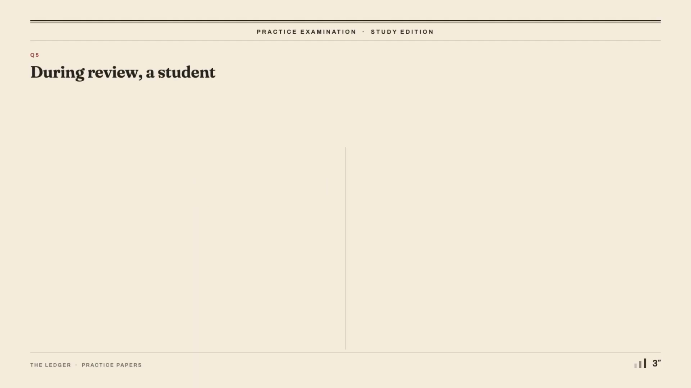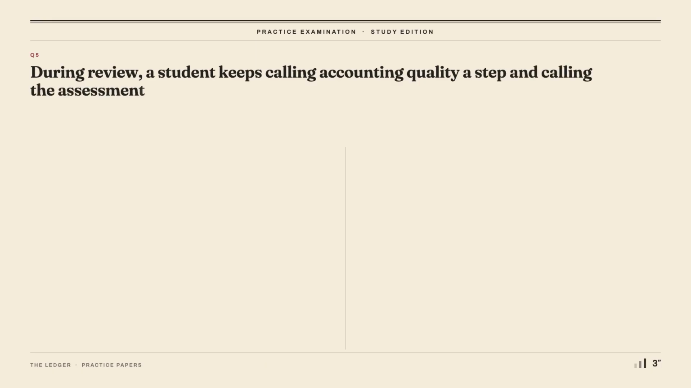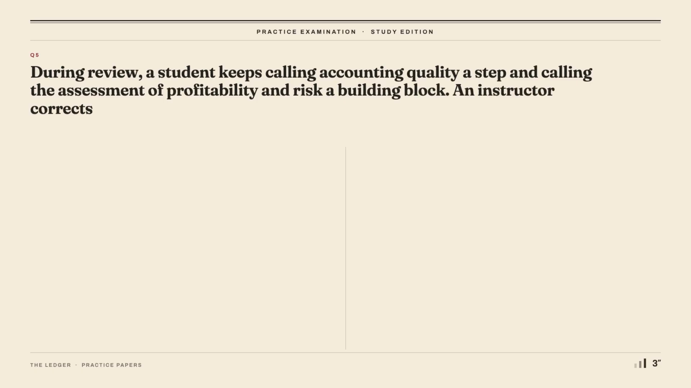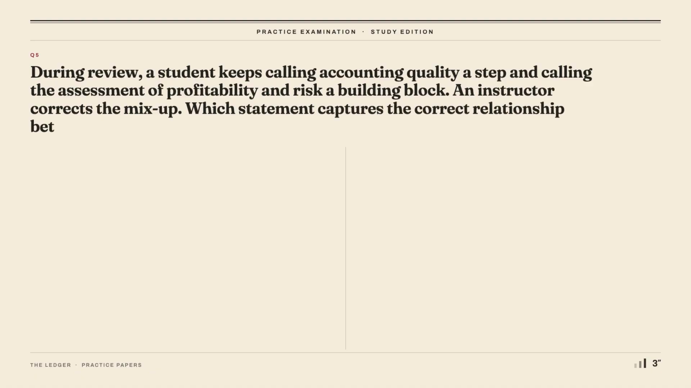Question 5. During review, a student keeps calling accounting quality a step and calling the assessment of profitability and risk a building block. An instructor corrects the mix-up. Which statement captures the correct relationship between building blocks and steps?